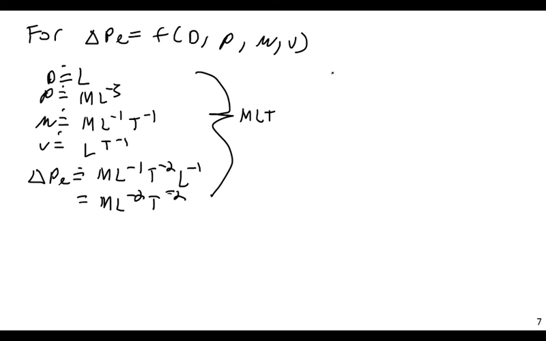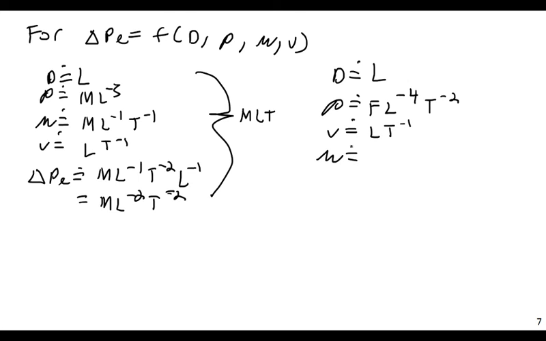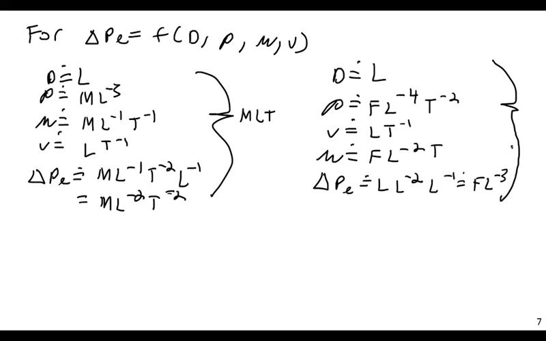Or I could say that in the FLT system, diameter has units of length, density has units of F L to the negative 4 T squared. Velocity has units of L T to the negative 1. Viscosity has units of F L to the negative 2 T. And pressure drop per unit length has units of F L to the negative 3. And again, this is for the FLT system. Oh, sorry, that's a typo there. That's an F. Okay.